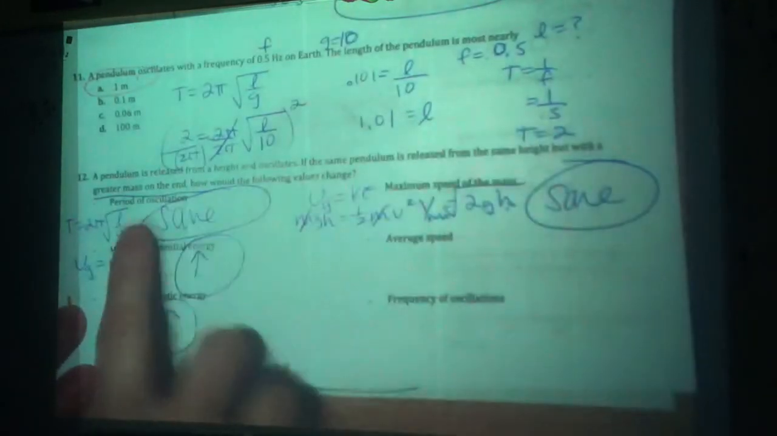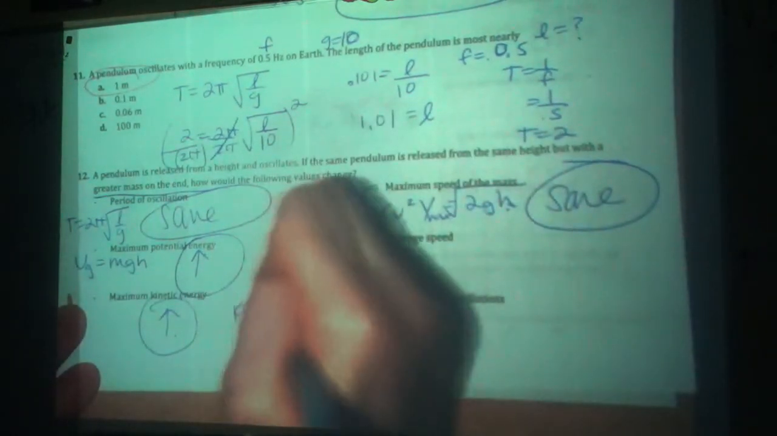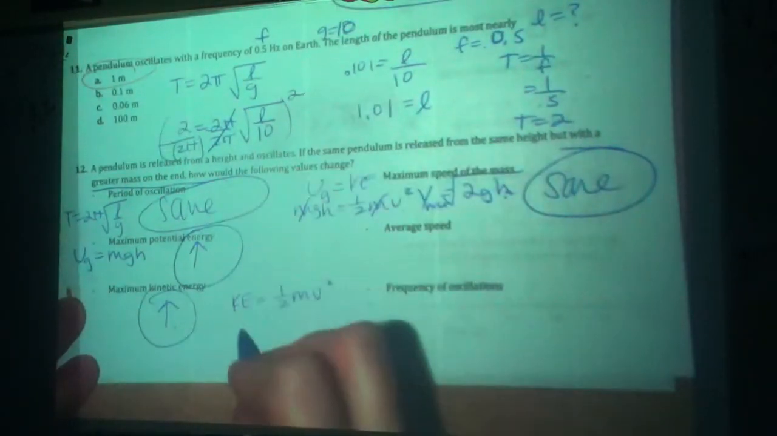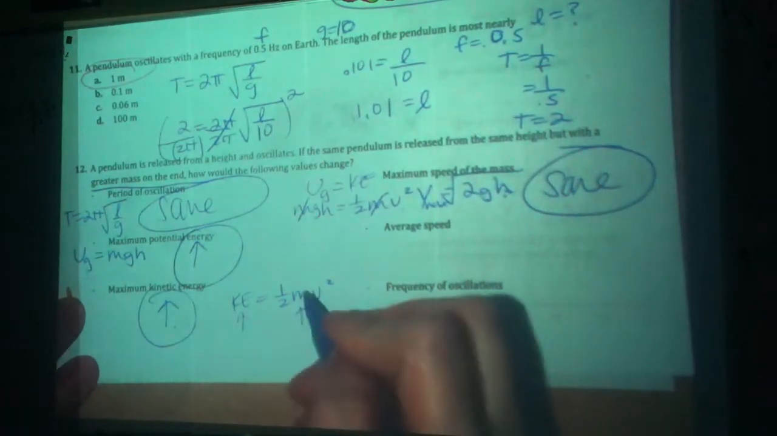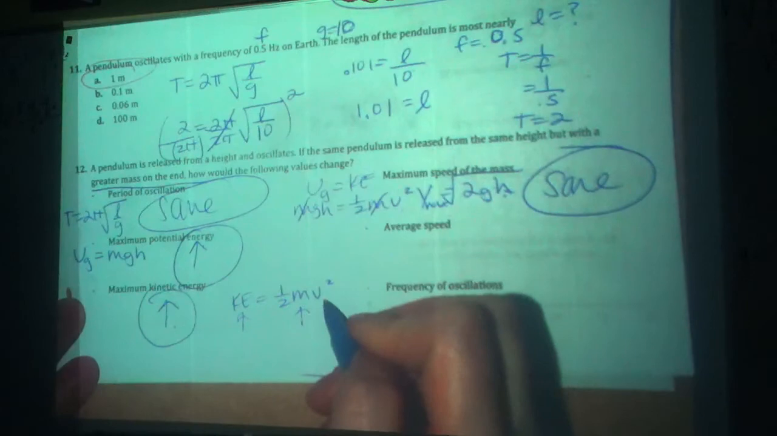For those of you who are like, wait, but there's more kinetic energy. Yes, that is true. You have more kinetic energy, but you also have more mass. So the more mass is why you have more kinetic energy, not because your velocity changed in this case.